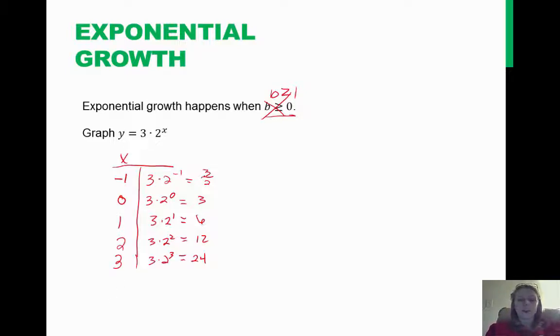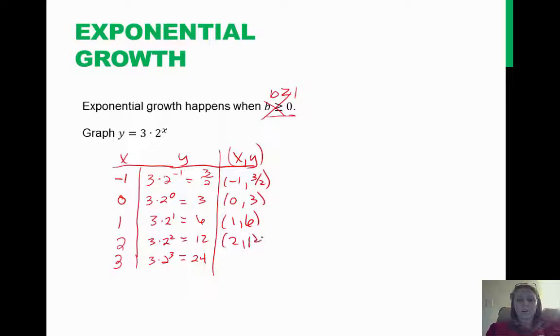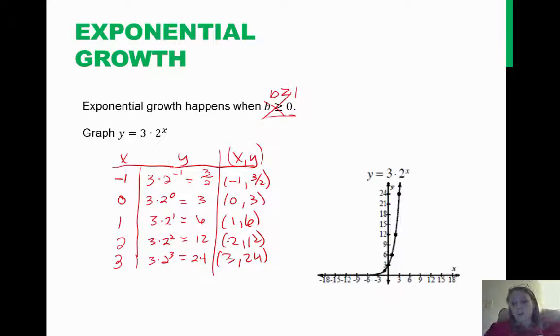So we have the points negative 1, 3 halves, and 0, 3, 1, 6, 2, 12, and 3, 24. So let's look and see what that looks like on a graph. And here we have it already graphed for us.